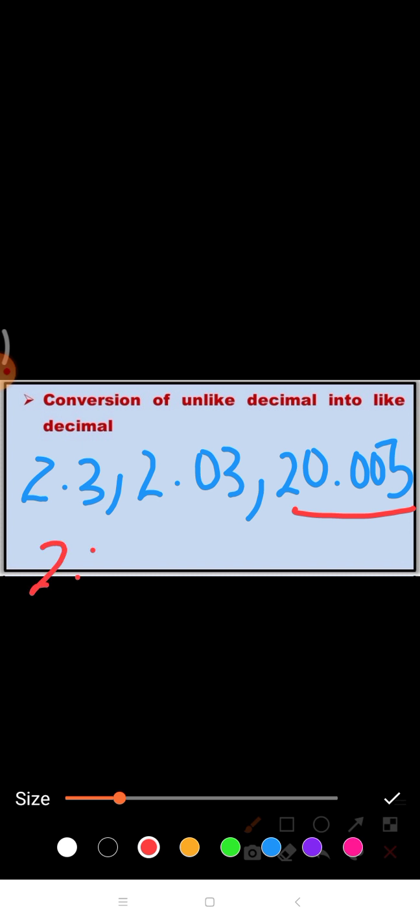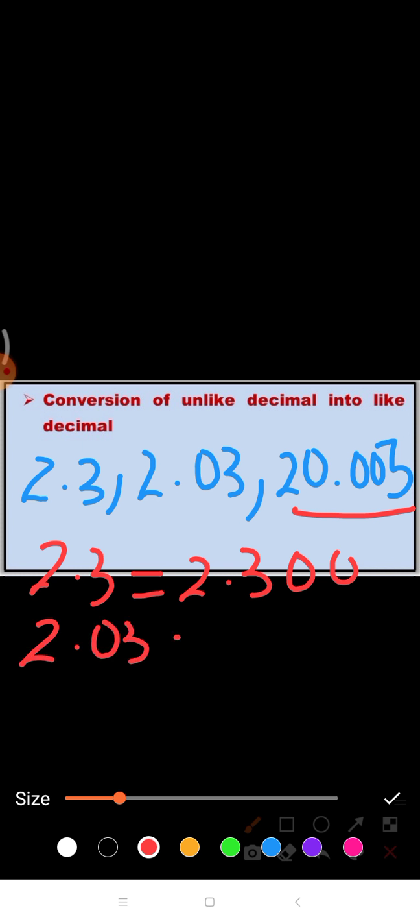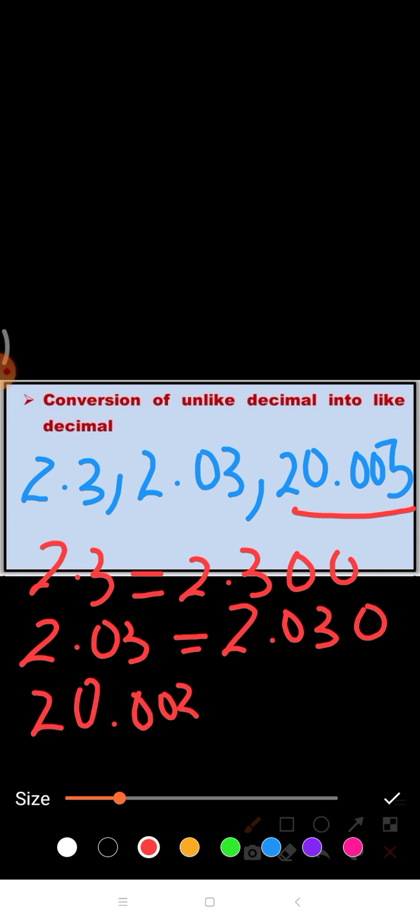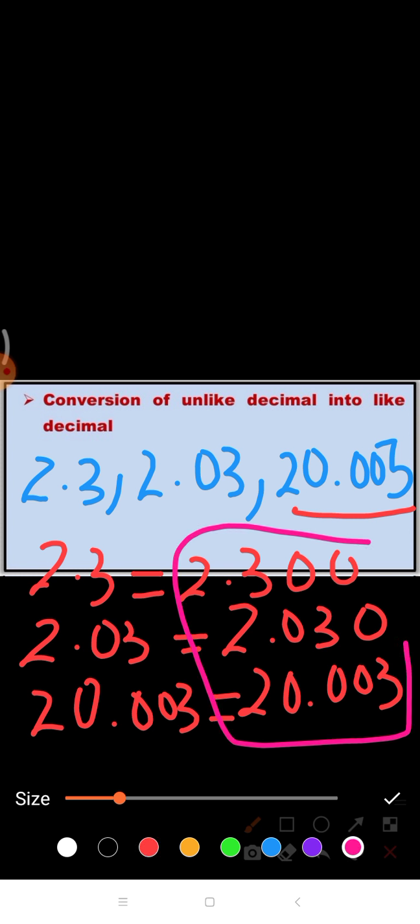So therefore 2.3 will be equal to 2.300. 2.03 will be equal to 2.030, and 20.003 is equal to 20.003. Now students, in all these decimal numbers, we have now same number of decimal places. So thus, this is how we have to convert unlike decimals to like decimals. I hope students this is clear.